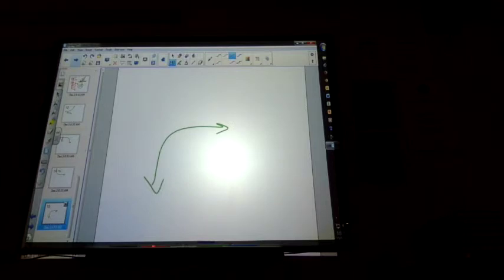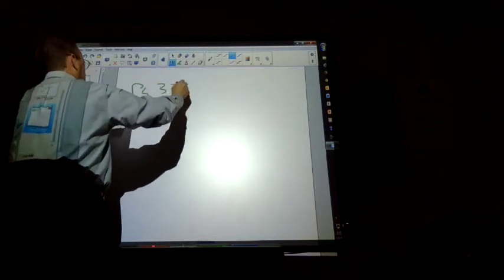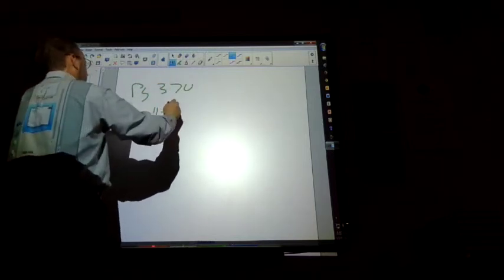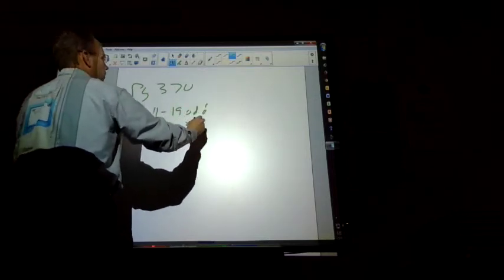Okay, so I'm going to give you this. You're going to have quite a few graphing problems. Page 370, 11 through 19 odd. 28 through 32 even.